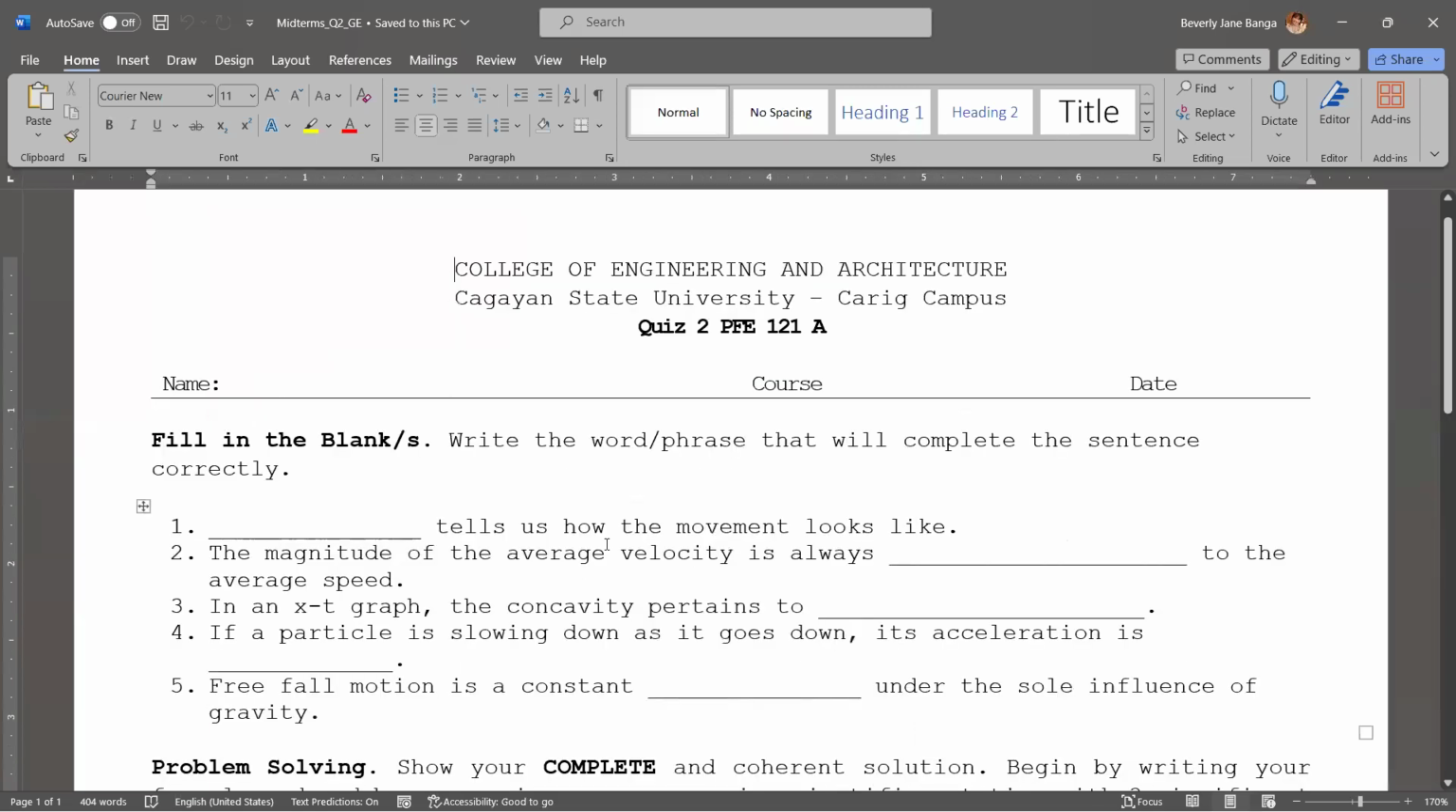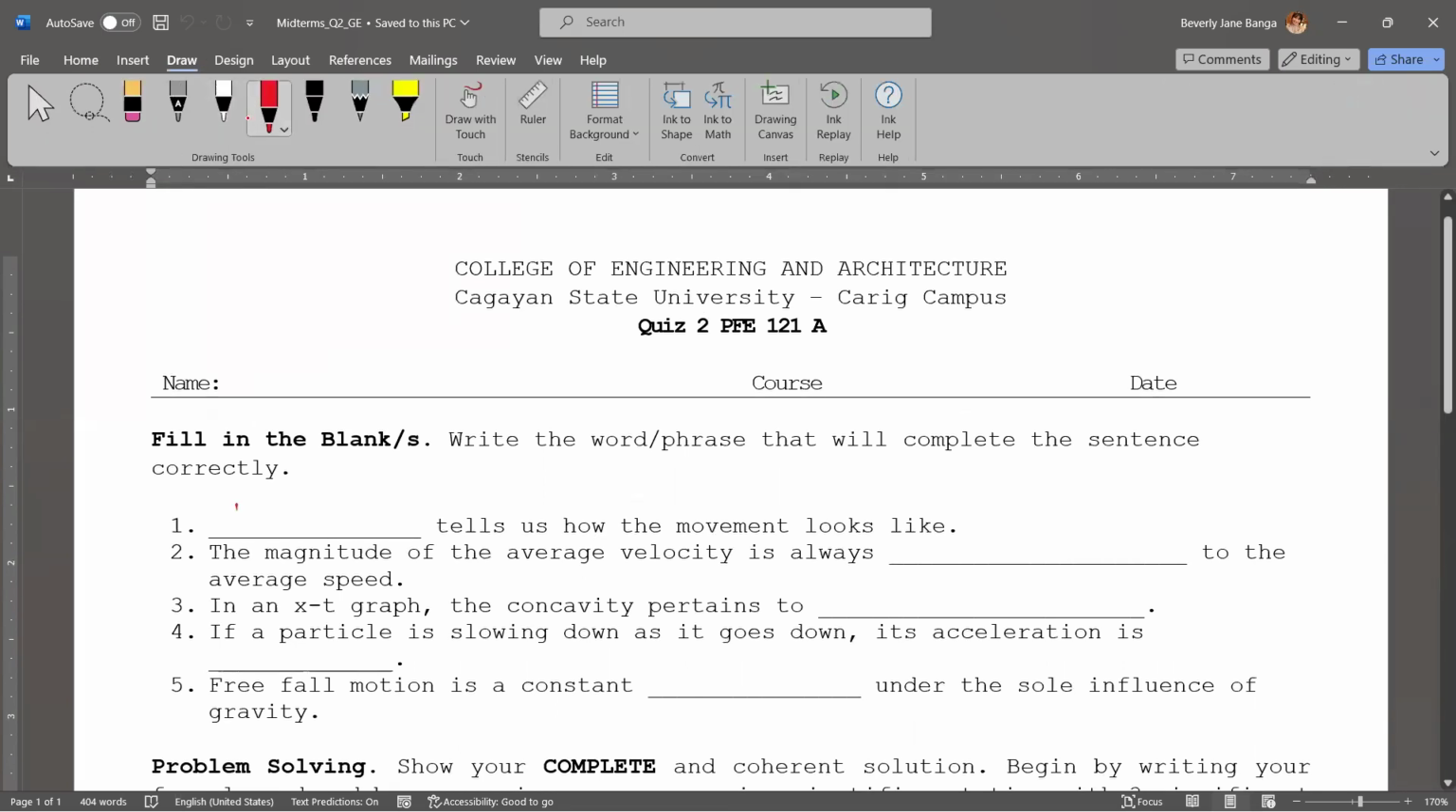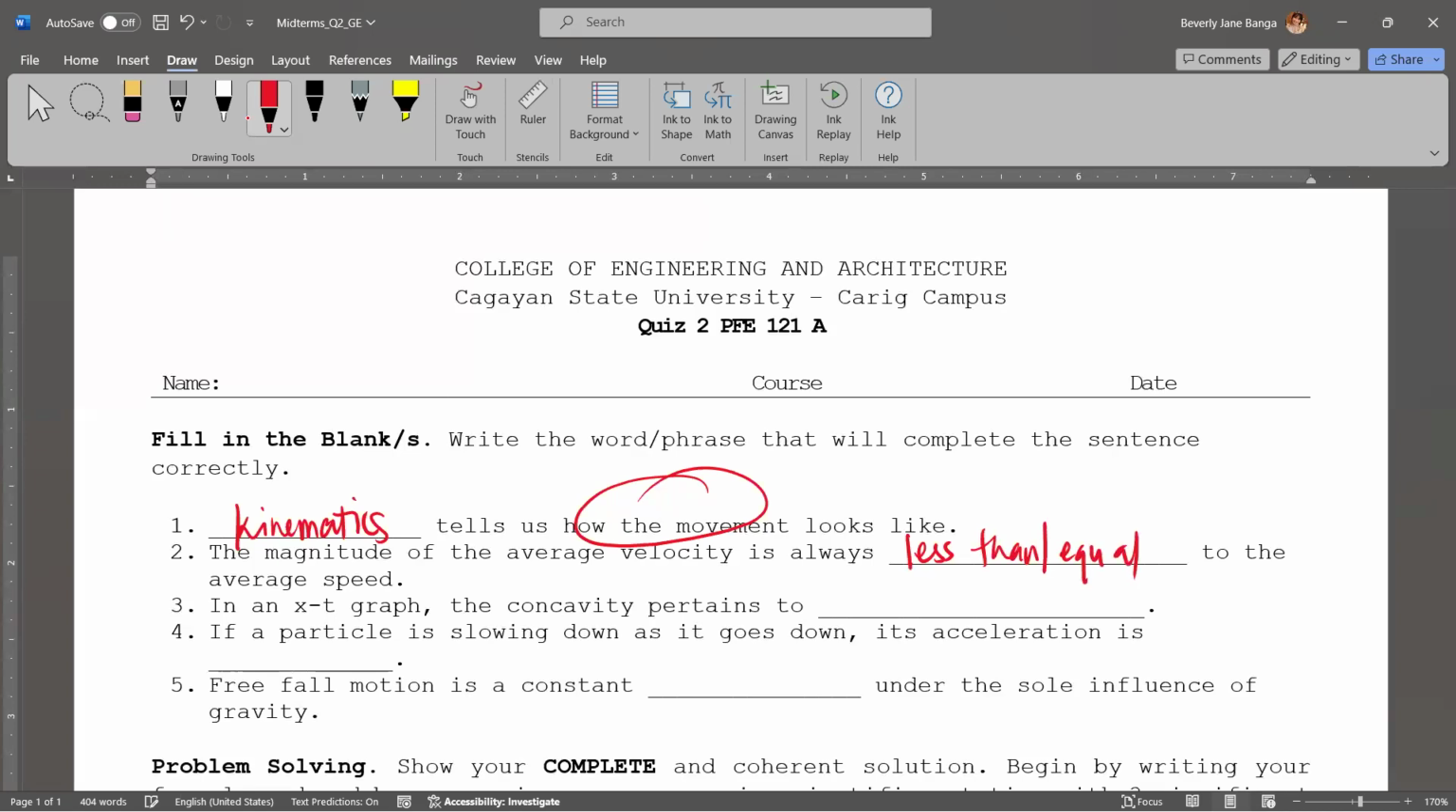Number 1 tells us how the movement looks like. This is kinematics. How the movement looks like: is the movement slow? Is the movement fast? Has the movement stopped? Is the movement still ongoing? Kinematics. The magnitude of the average velocity is always less than or equal to the average speed.